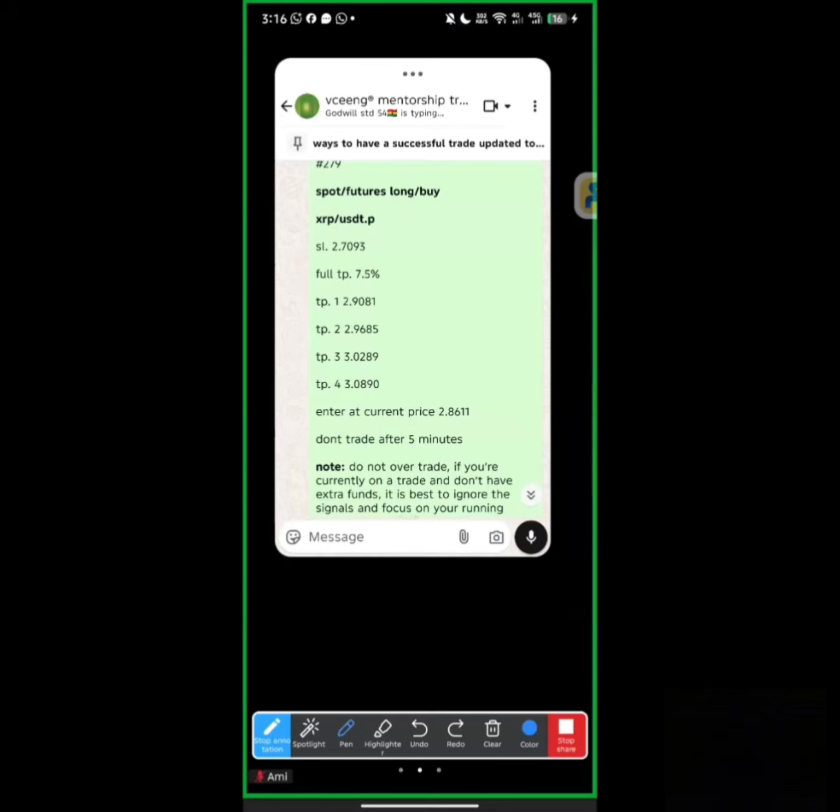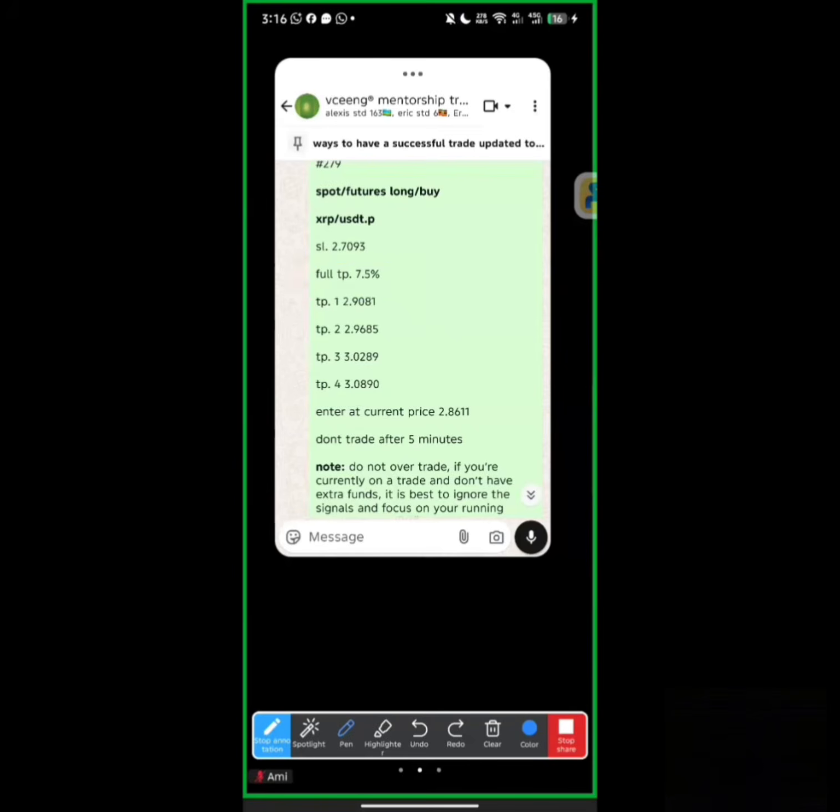What I need in this signal is a few things. You can see the signal has a full TP at 7.5%, and it has take profit 1 to 4. You ignore take profit 1 to 4. You only need this full TP.